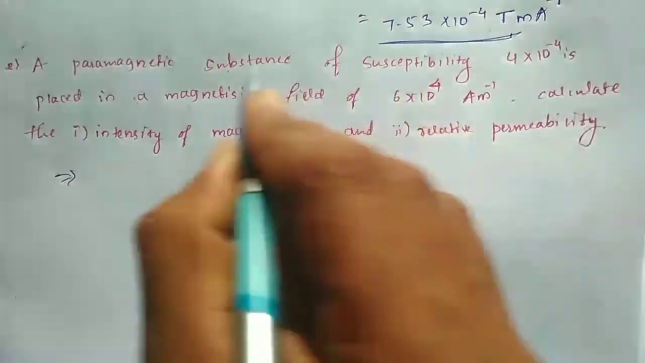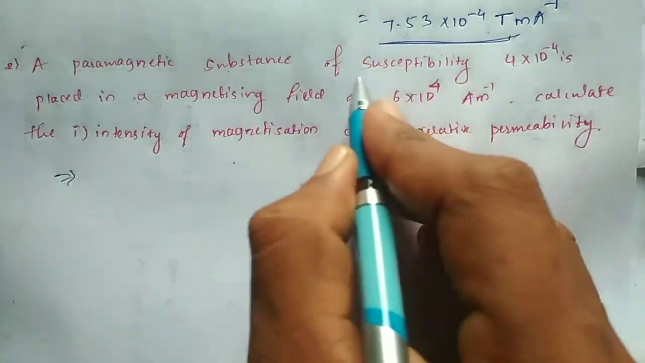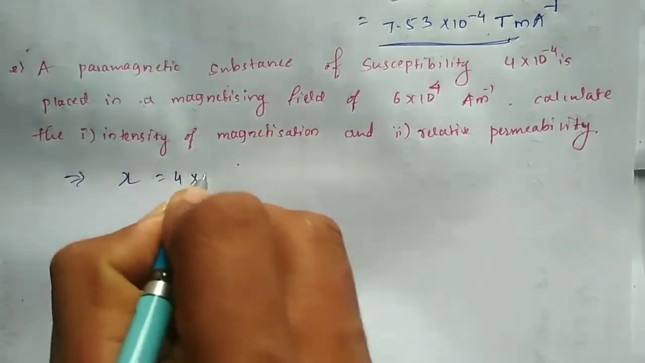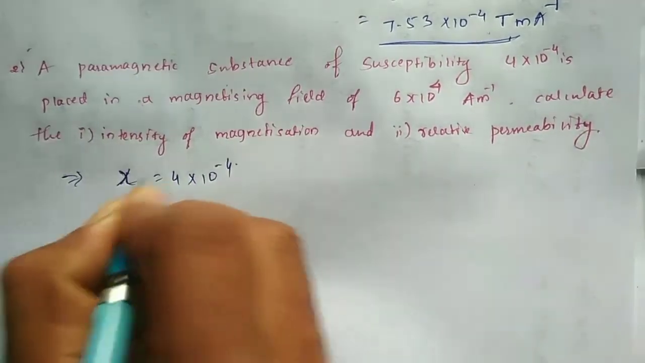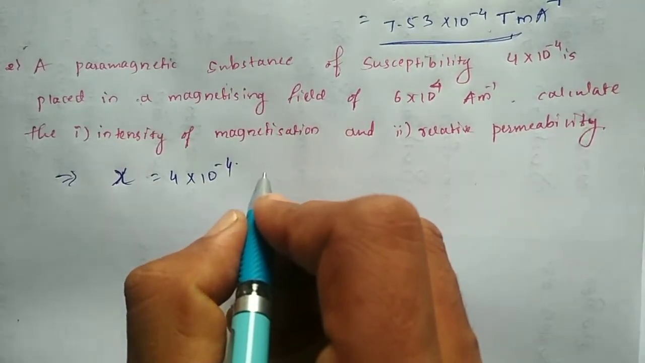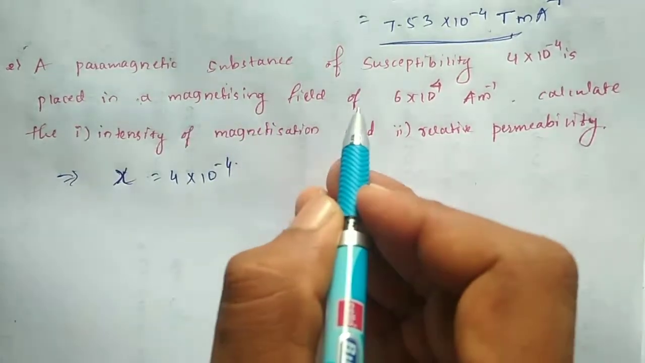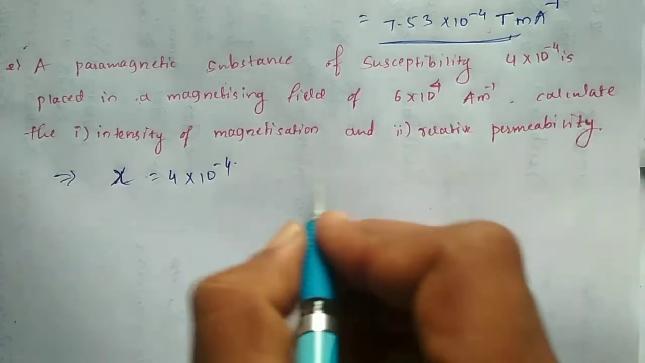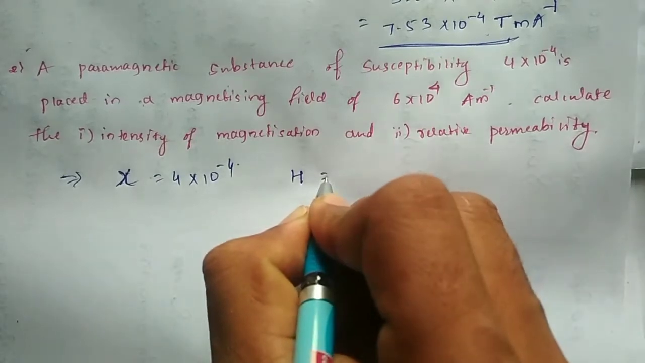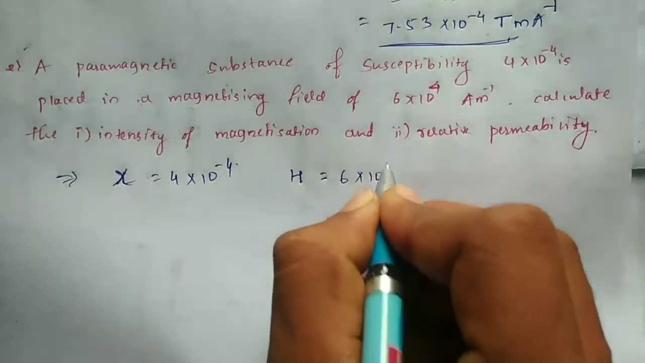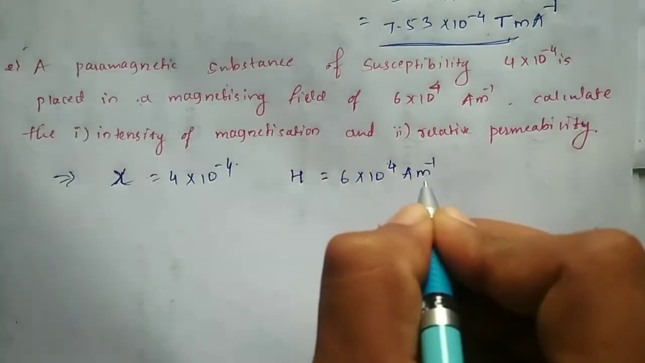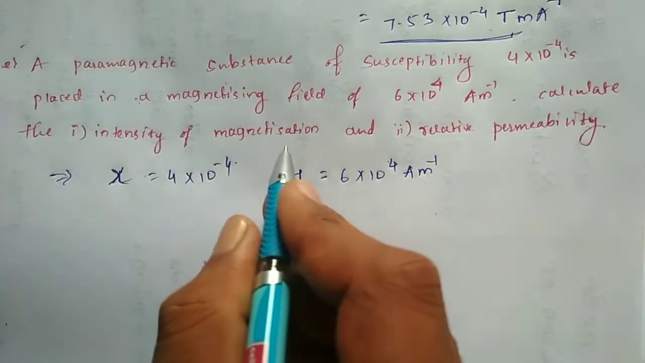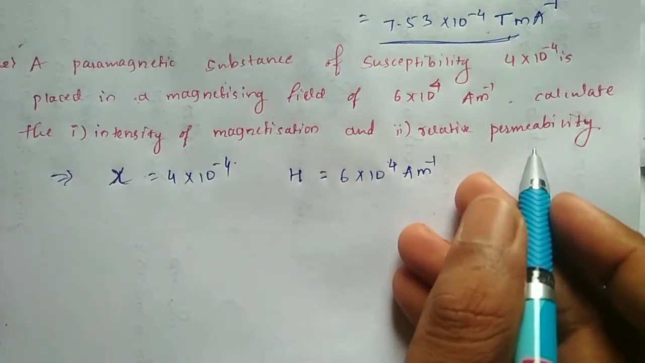So they gave the paramagnetic substance susceptibility as 4 into 10 to the power minus 4, and next they gave the magnetic field, that is H, 6 into 10 to the power 4 ampere per meter. Next they asked the intensity of magnetization and the relative permeability.